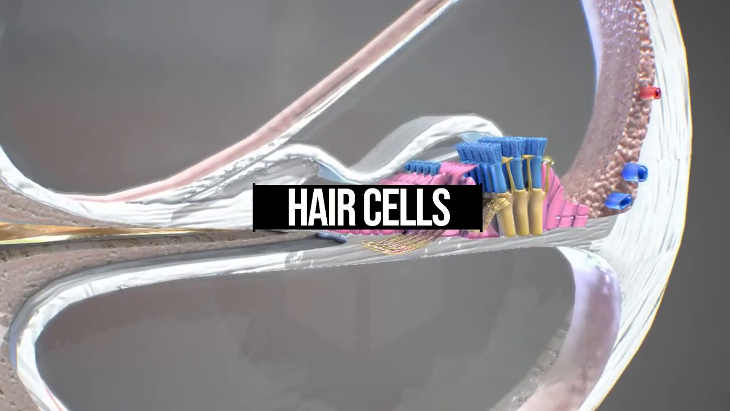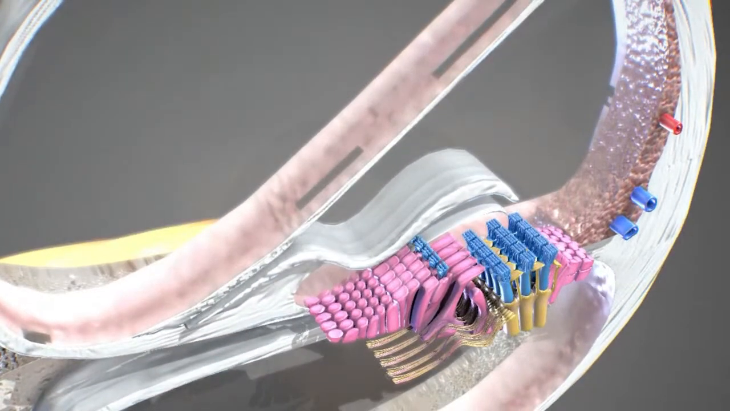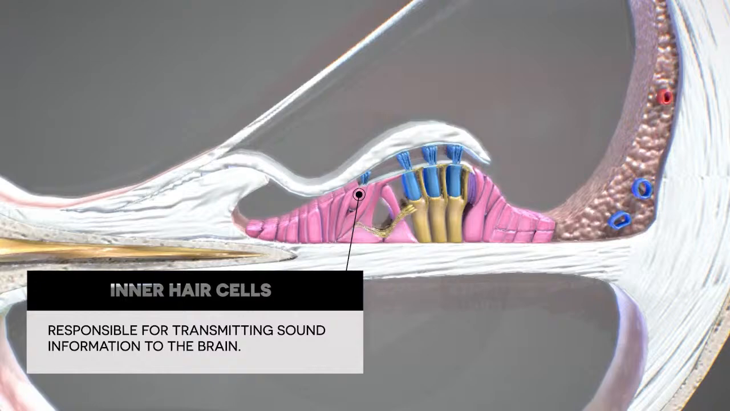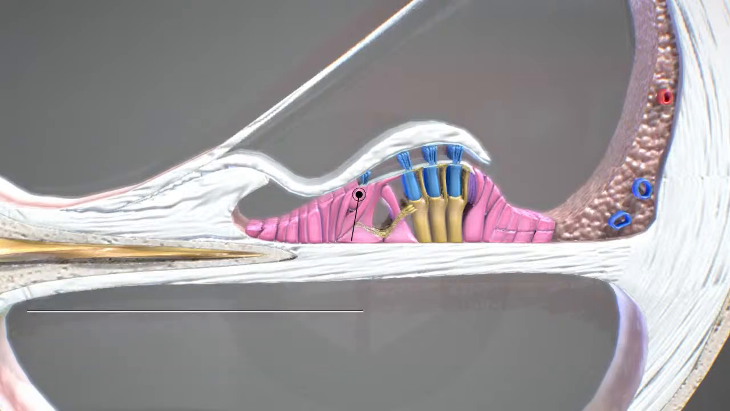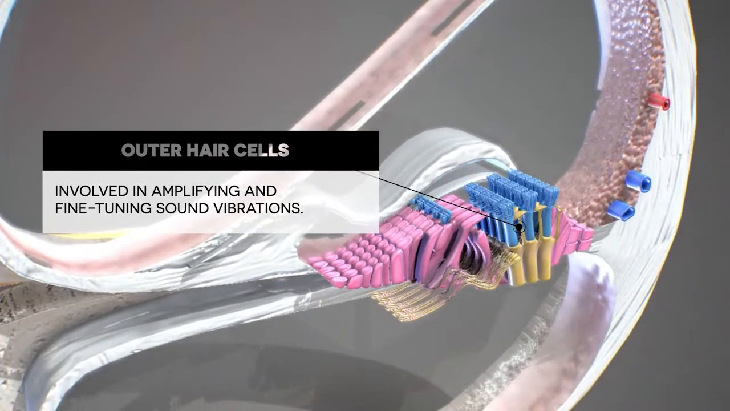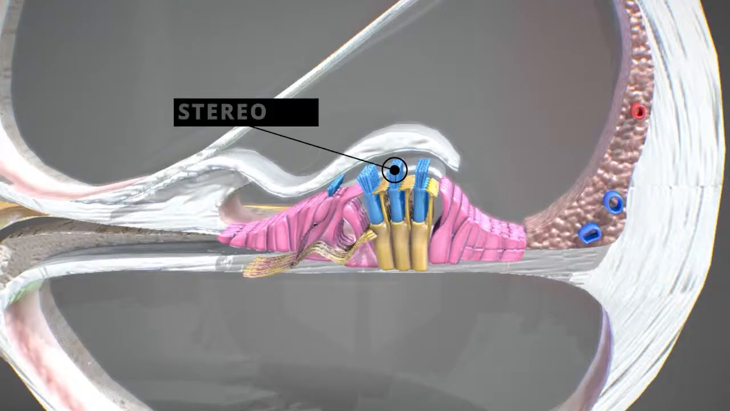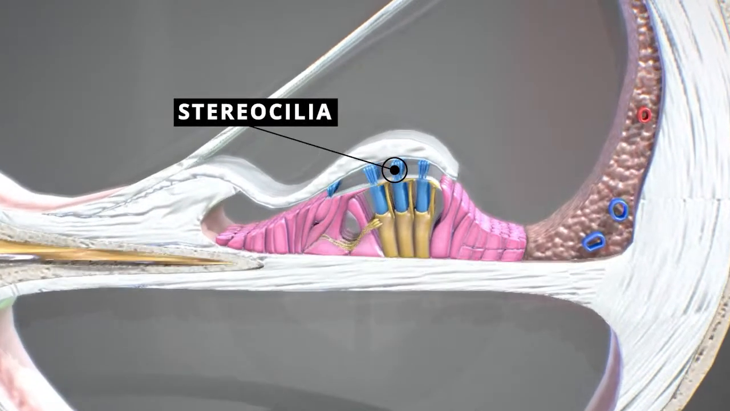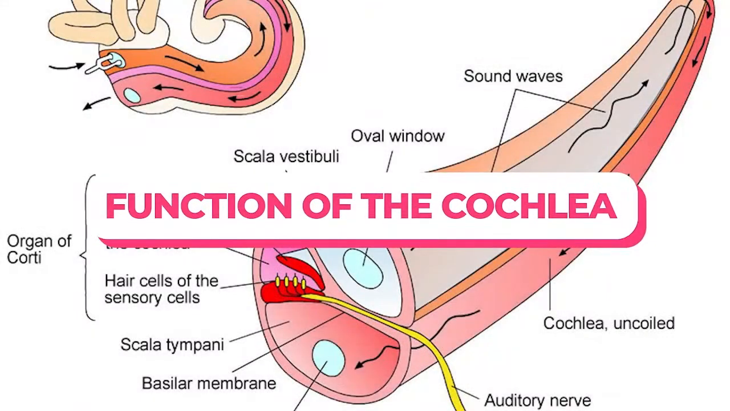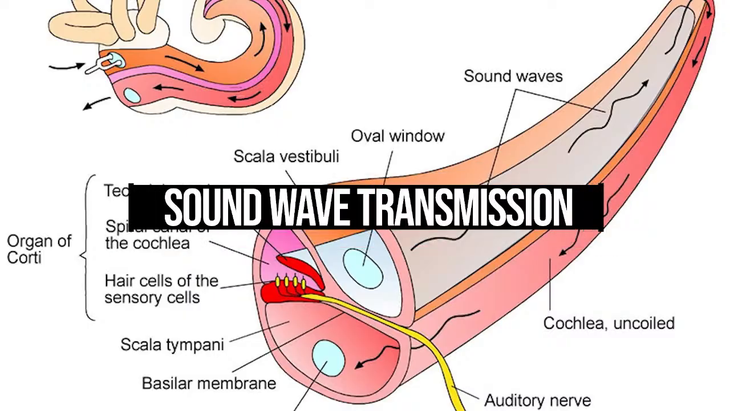Hair cells. There are two types of hair cells: inner hair cells, responsible for transmitting sound information to the brain, and outer hair cells, involved in amplifying and fine-tuning sound vibrations. The hair cells have tiny projections called stereocilia that protrude into the endolymph. Function of the cochlea. Sound wave transmission.